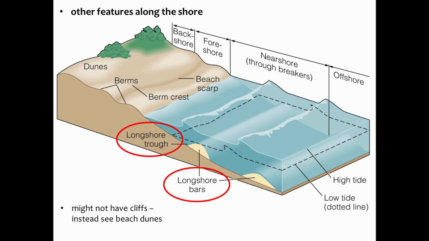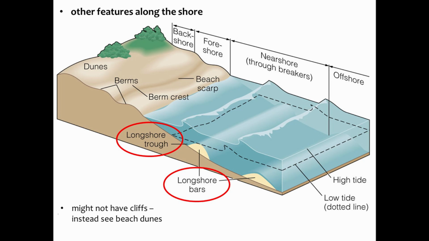Not only do we sometimes see dunes instead of rocky cliffs as part of the backshore environment, but we also can see a few features offshore in the nearshore environment. And this is something called a longshore trough and a longshore bar. So remember, this is a very active environment. We have waves moving in and out, running up onto shore, running off the shore. And what these waves can do is transport sediment.